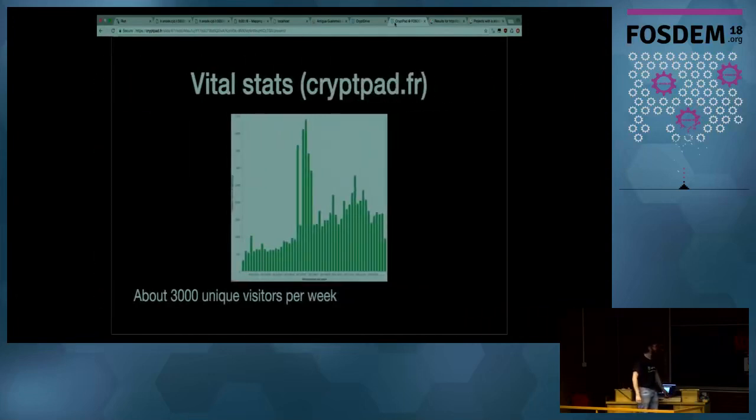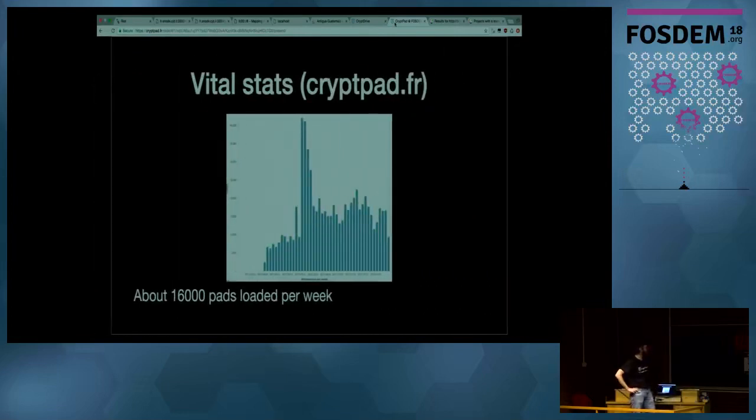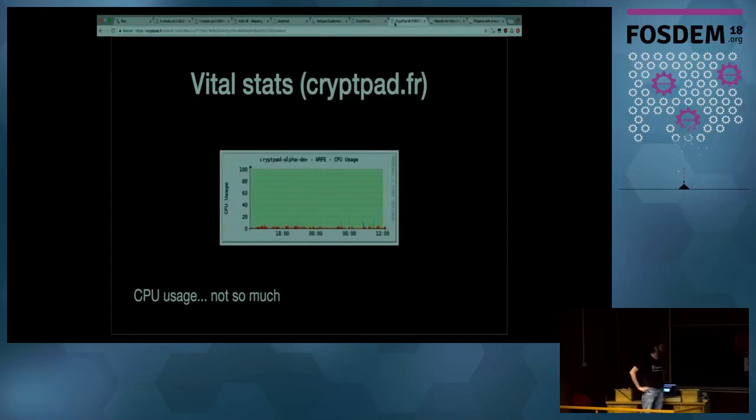And then on CryptPad.fr, that's our flagship server, we don't have a lot of information about you, but what we do have is Nginx logs. From Nginx logs, we know that we get about 3,000 unique visitors a week, and about 16,000 pads are loaded a week. And CPU usage, it's really boring. And in case you noticed, yes, the prod server is called CryptPad Alpha Dev. Don't judge me.